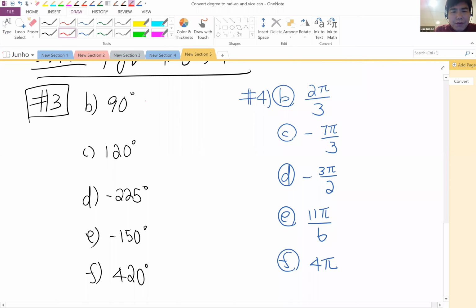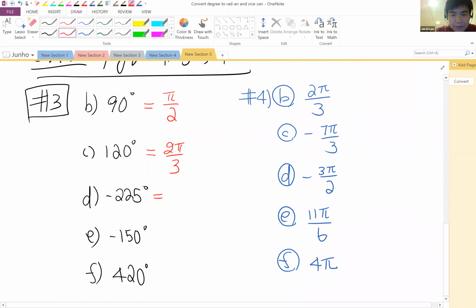What's the radian value for 90? Pi over 2. The pi over 2, right? Okay, what about 120? 2 pi over 3. Yeah, 2 pi over 3.